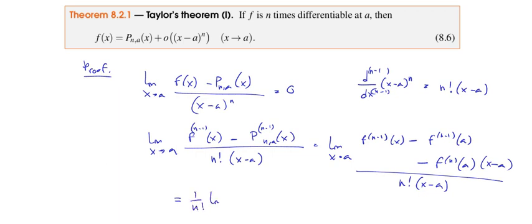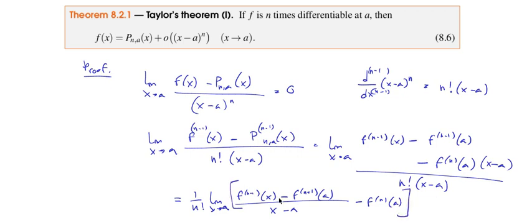This is the limit of the n minus 1 derivative at x minus the n minus 1 derivative at a divided by x minus a, and then we have minus the nth derivative at a, right? I'm just expanding these two things. But again, this is the definition of the derivative of the n minus 1 derivative, so this is going to be equal to the nth derivative at a, and this is equal to 0, which completes the proof.